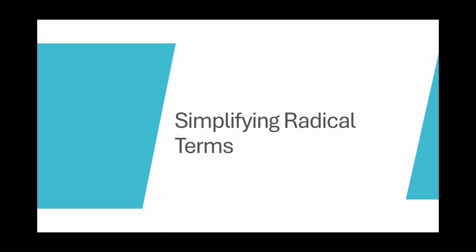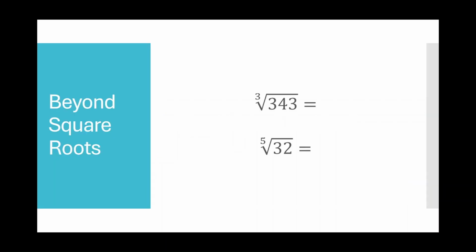So, if you're comfortable simplifying a square root with a composite number under it, we're going to just expand on that and simplify some more complicated radical terms. In addition to simplifying square roots, we can also simplify cube roots, fourth roots, fifth roots, etc., remembering that the square root of 25 was 5 because 25 is just two fives underneath.